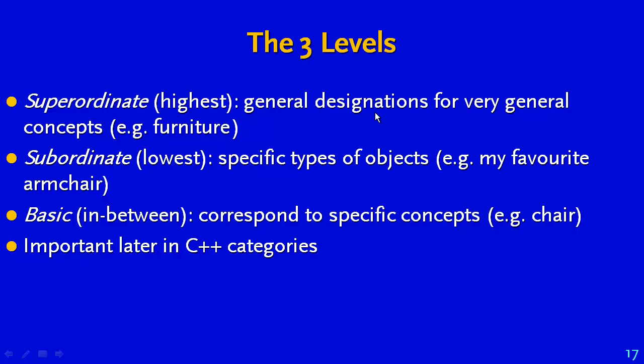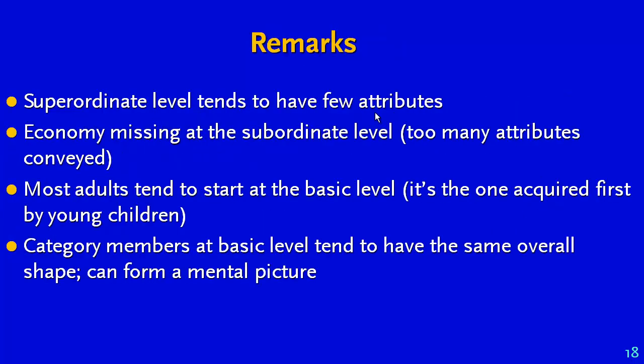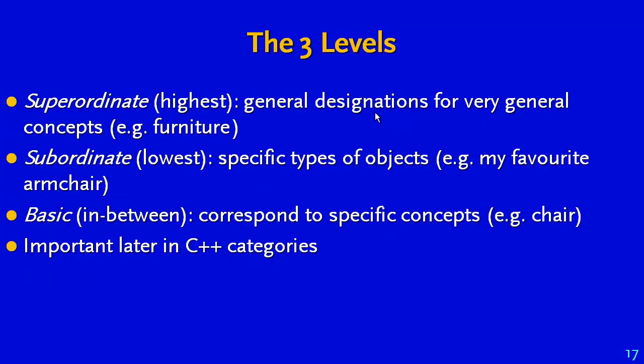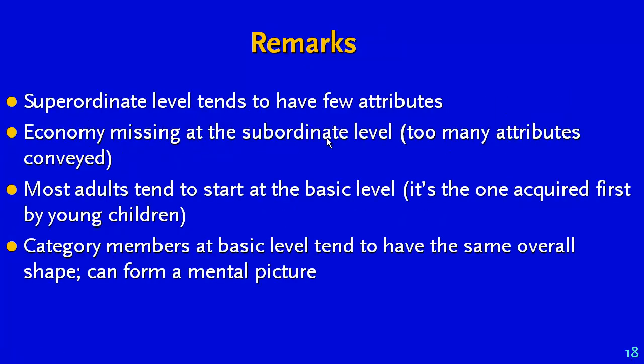Okay, the superordinate level tends to have very few attributes. If we go back to furniture here, what's the attribute of furniture? I'm not sure, no idea. Whereas at the lowest level, my favorite armchair, I know everything about it: how many legs it has, what the size is, and so on. You can start thinking in more concrete terms. At the subordinate level, the very lowest level, there are too many attributes. If I'm thinking about my favorite armchair, I'm thinking about where it's positioned in the house and the color and so on. There's just too much information without being able to make more abstractions.